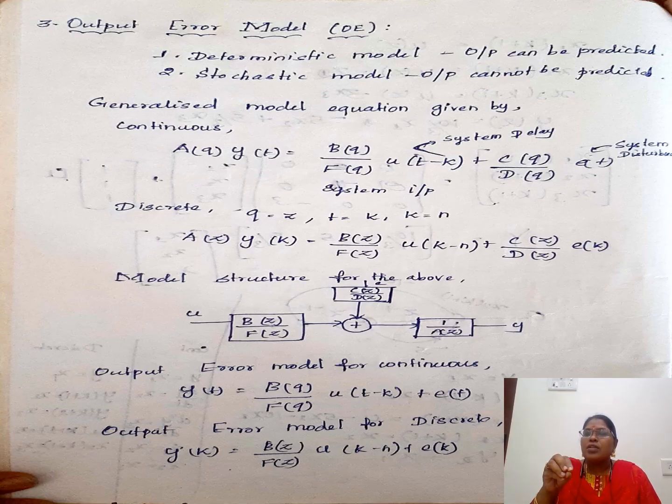In the stochastic model, we cannot predict the output. Whenever a disturbance comes, we do not know at what time it will come and how it affects the system, or how the noise affects the system. That we call a stochastic system.